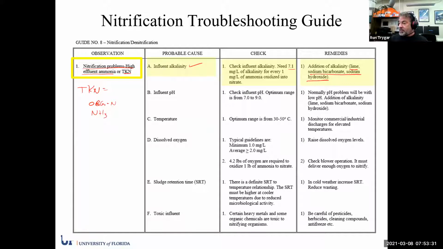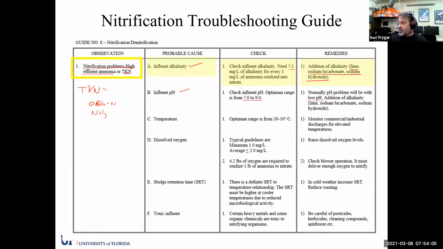The next one on the list, the influent pH. We have to check the influent pH, because if it's too low, then we're going to have problems in the process, because we're also going to produce acids in this, which drive the pH down even more. So we have to have a high enough influent pH. It should be between 7 to 9. I would say that most domestic wastewater plants are between 7 to 7.5 on the influent, which is generally in the right range. Normally pH problems will be with a low pH, and addition of alkalinity would help with that.